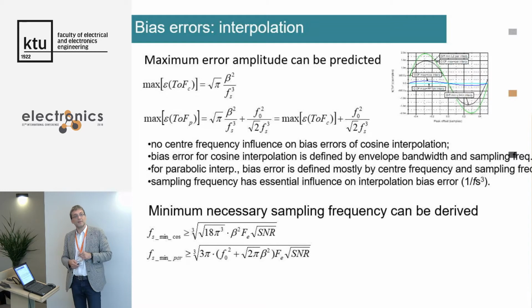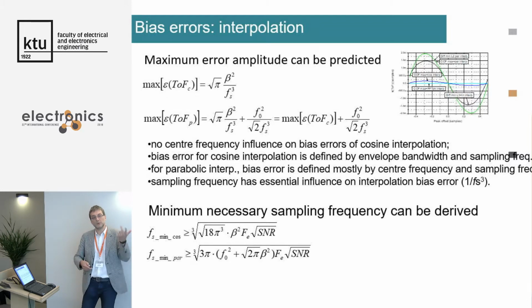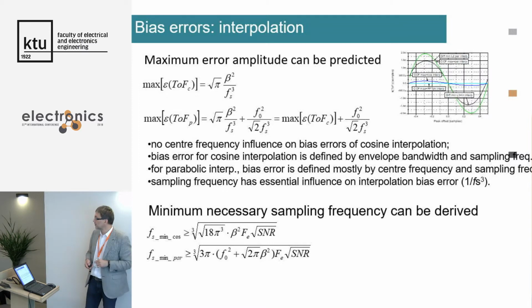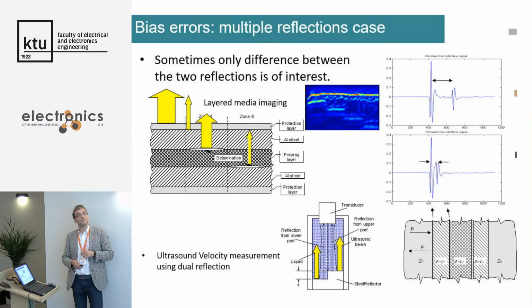We have derived practical equations with which you can calculate what those errors are. You can see that the same parameters are used: sampling frequency, center frequency and envelope bandwidth. So you can estimate the size of the error, or even calculate what the sampling frequency should be to avoid the errors or to keep them below a certain point. These were matched with Cramer-Rao errors.